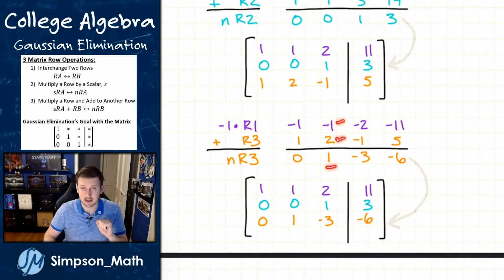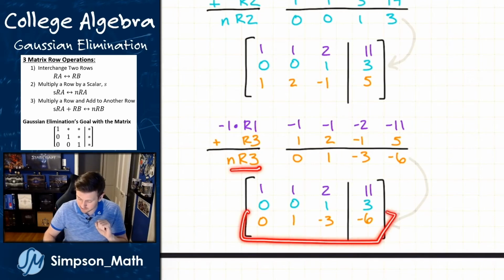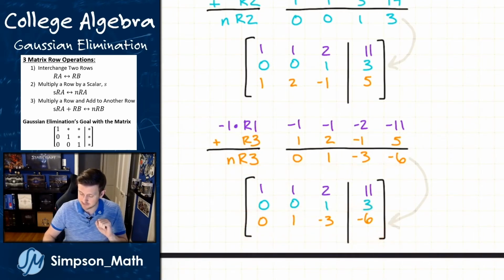-1 plus 2 is +1. -2 plus -1 is -3. And -11 plus 5 is -6. So my new row 3, I'm going to replace row 3 with 0, 1, -3, -6. All right? So I've achieved my first 3 goals. I have 1 in the top left corner and 0's beneath it.